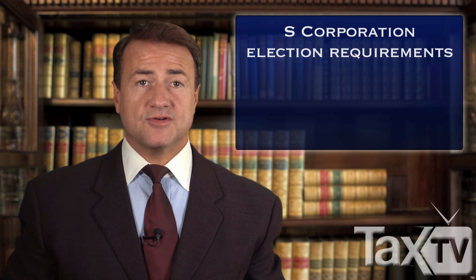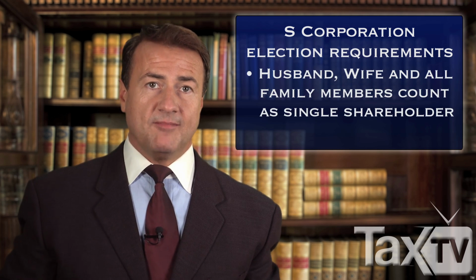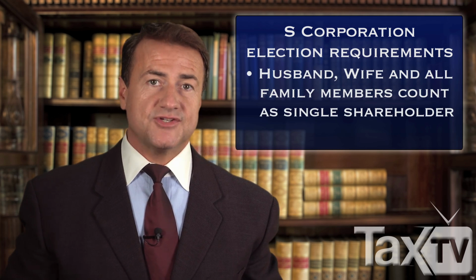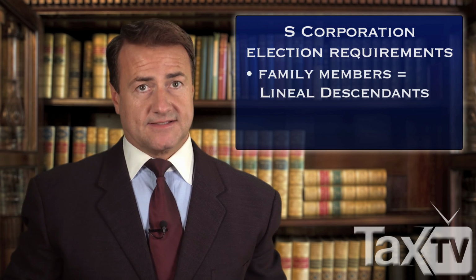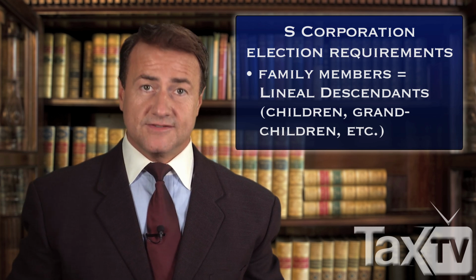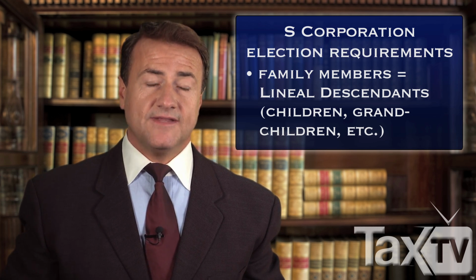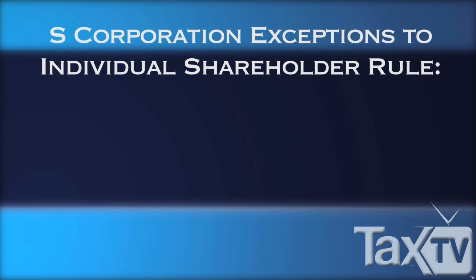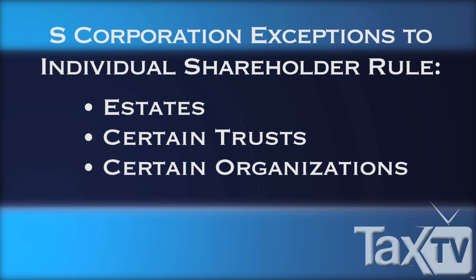There is also a special rule for family members. A husband and wife and all family members are treated as a single shareholder. A family member includes lineal descendants, meaning children, grandchildren, great-grandchildren, and so forth, up to 6 generations between the oldest and the youngest. There are exceptions to the rule about individuals that allow estates and certain trusts and tax-exempt organizations to be shareholders.